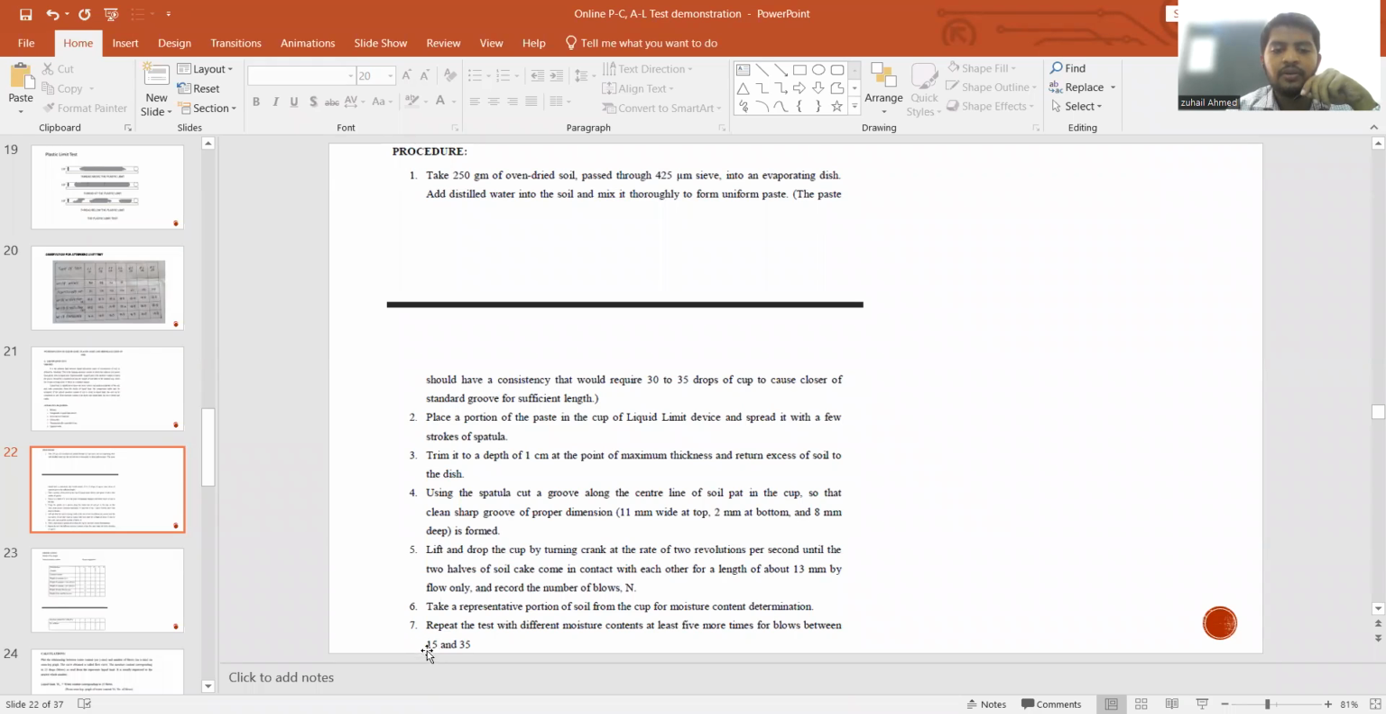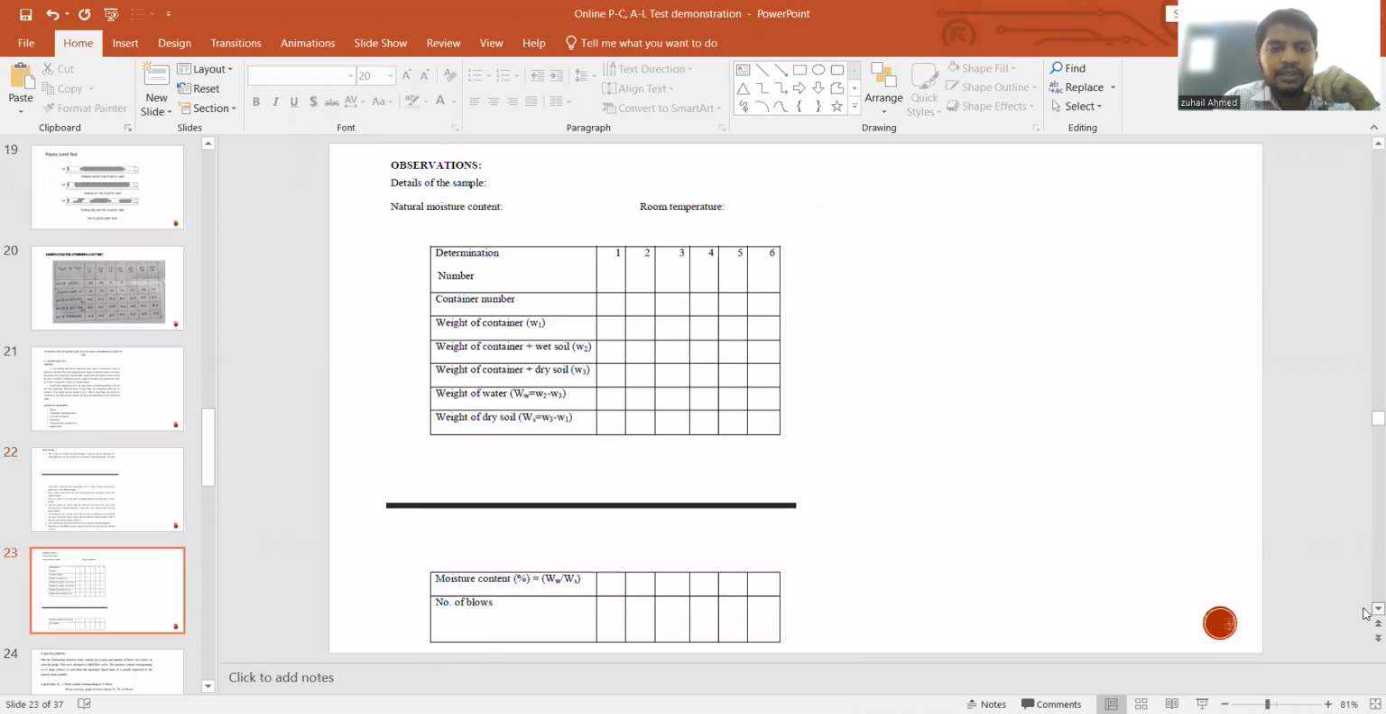So around 15 blows, you can see the water content is more. At 35 blows, the water content should be lower, no? You want to understand that. So when you are adding water a little bit, you want to maintain that. When you are plotting the results, you want to consider that.